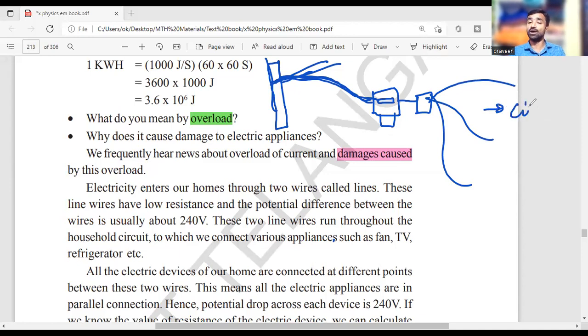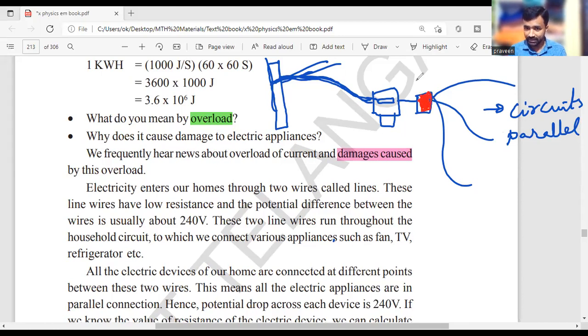That means you are making multiple circuits which do not depend on the other circuits. Independently they can work. That means what? They are in a parallel combination. How are they connected? In a parallel combination. So household connections are what? Parallel circuits. How are you connecting them? In parallel combination.